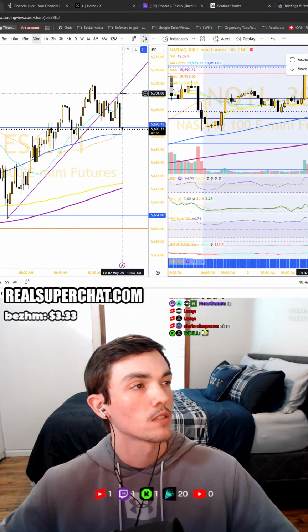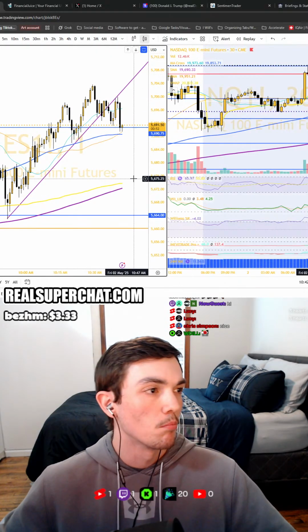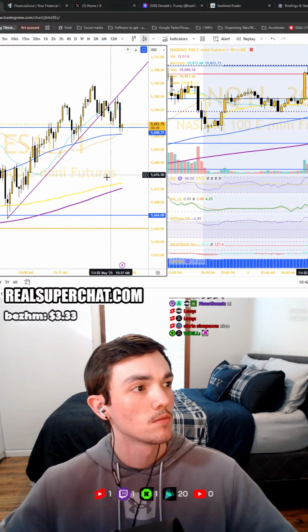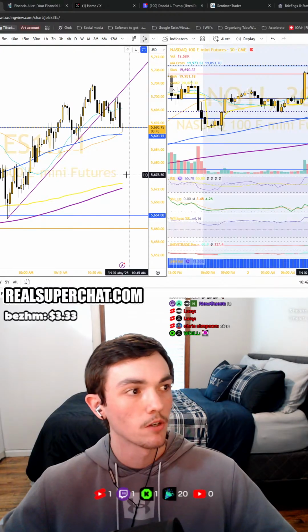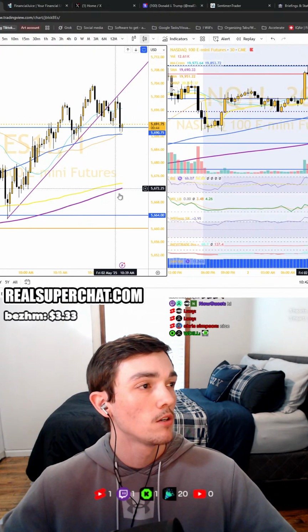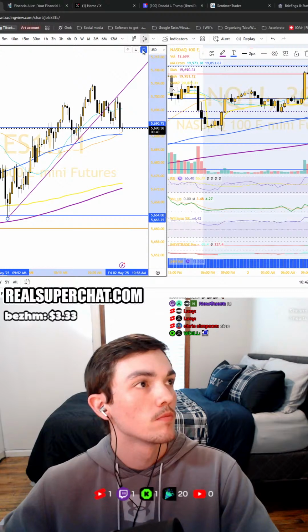ES fully rejected the trend line, and now it's going lower. Probably going, not financial advice, but it may go to this VWAP, may go to this 200 SMA. Maybe.